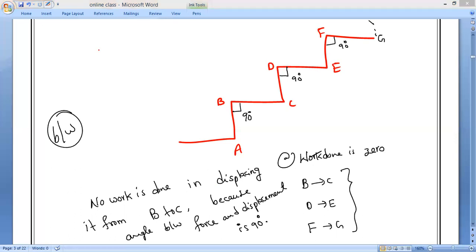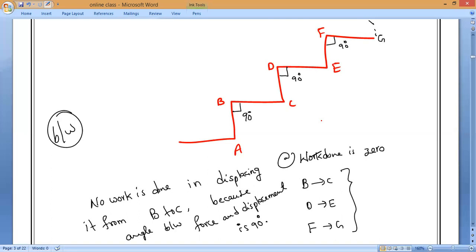Please note down that. It is very, very important. Wherever it is going against gravity, only then work is done. If not, work done is 0. That is what you can remember. Is it okay, guys? Anything not asked?